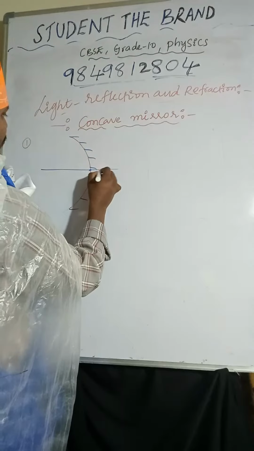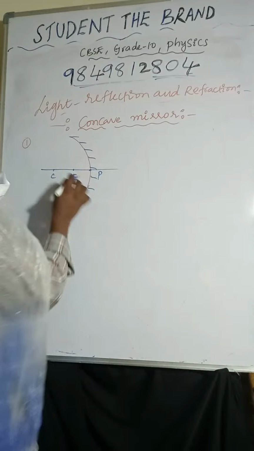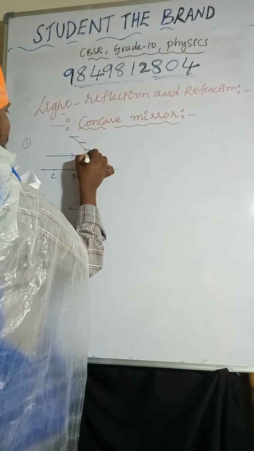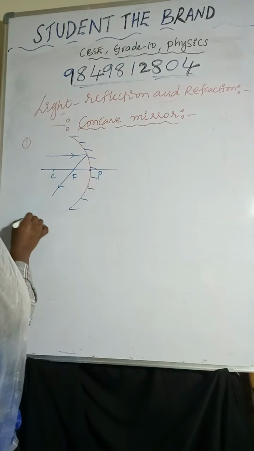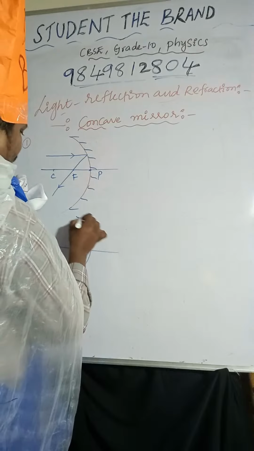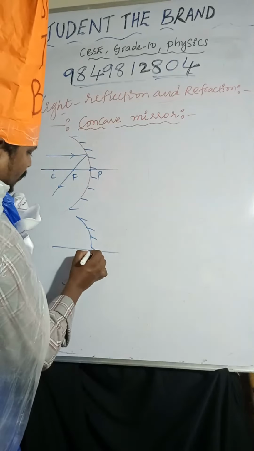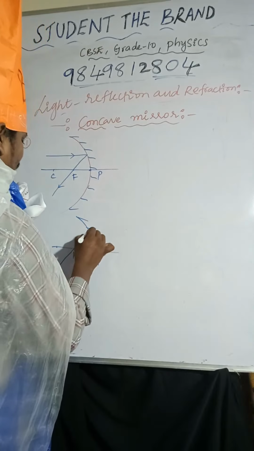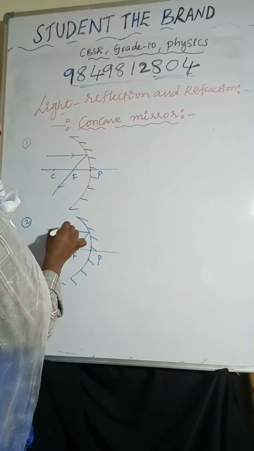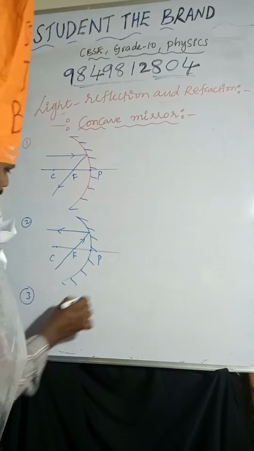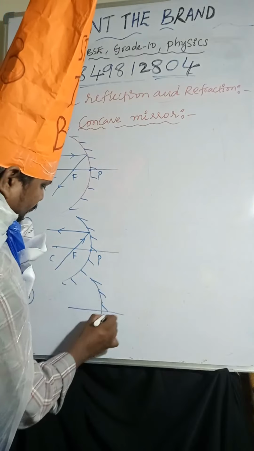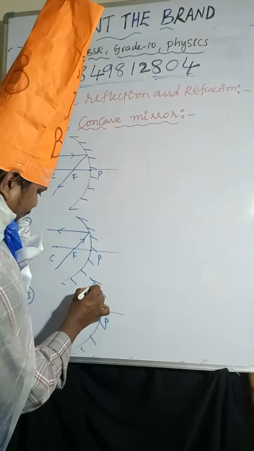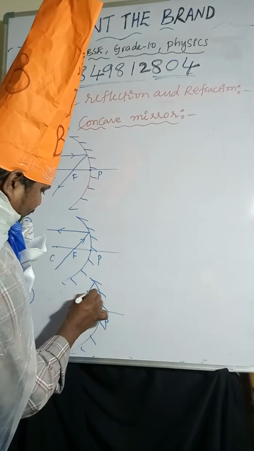Pole, focus, center of curvature. I'm taking one light ray. After reflection it passes through the focus. Second one: a light ray passing through the focus, after reflection, moves towards infinity. Coming to the third one: a ray passing through the center of curvature retraces its original path.